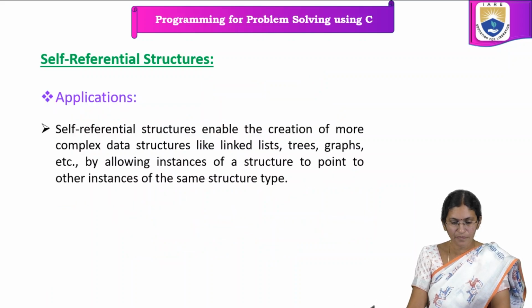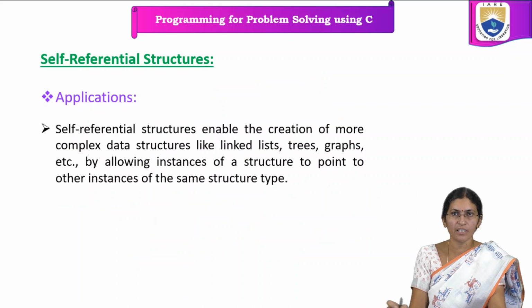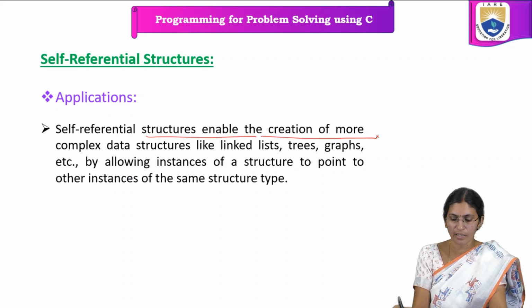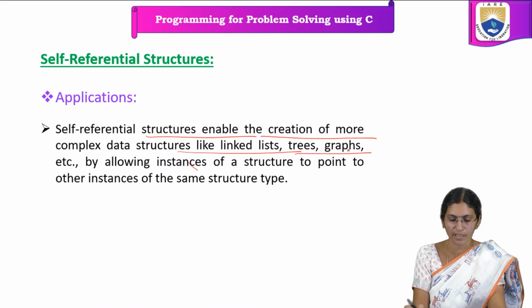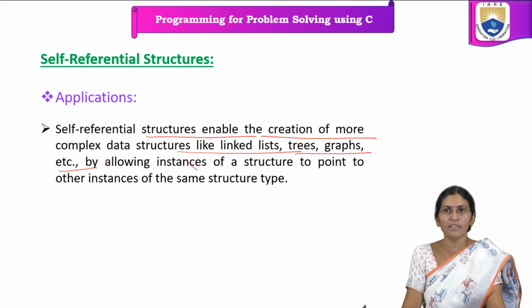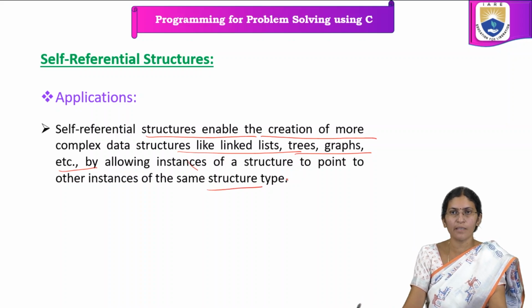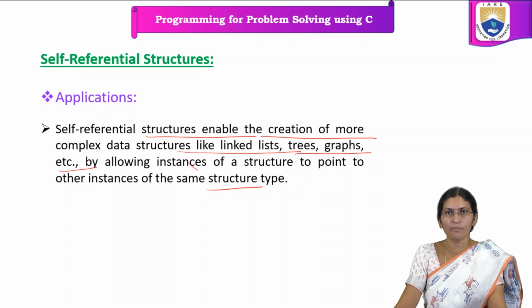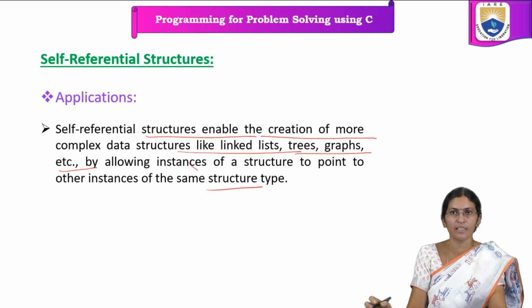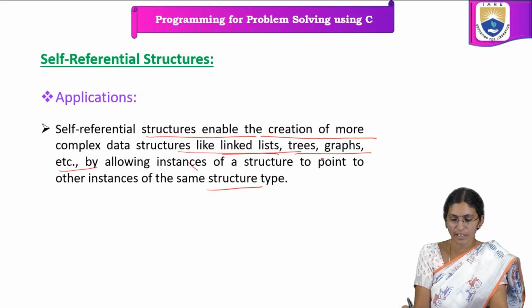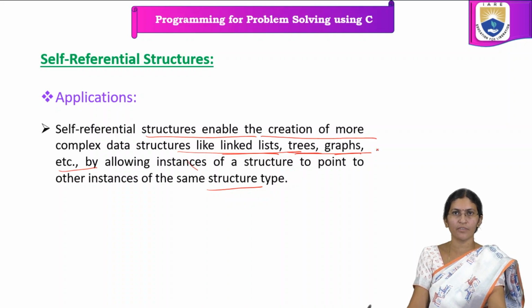So these are some of the applications. Let us see the applications of self-referential structures. Self-referential structures enable the creation of more complex data structures like linked lists, trees, graphs, etc., by allowing instances of a structure to point to other instances of the same structure. These are some of the important applications of self-referential structures. We can create linked lists, trees and graphs, etc.